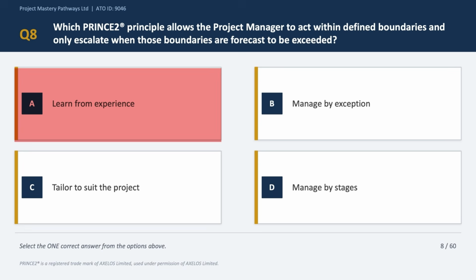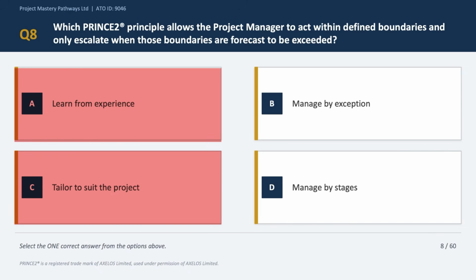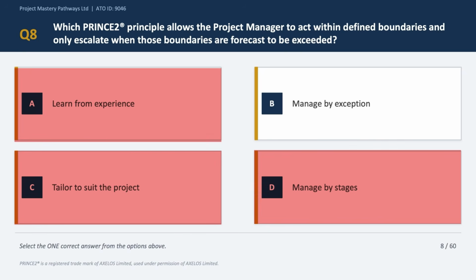Option C says tailor to suit the project. Now this is about adapting the method to fit the project context. It does not relate to the tolerances and escalation. So option C is incorrect. Let's look at option D, which says manage by stages. Now this is about dividing the project into stages with decision points, not about tolerance management. So option D is incorrect as well.